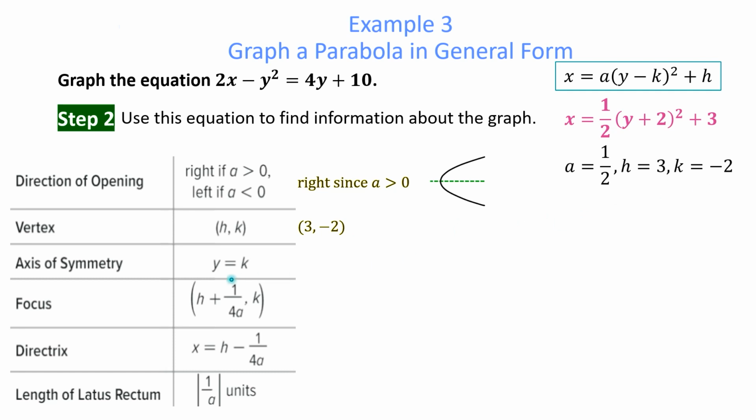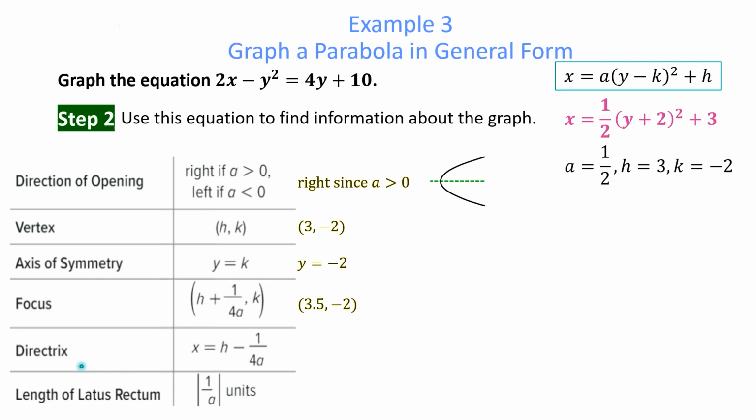We know that the equation for the axis of symmetry is y equals k. Well, k is -2, so I can rewrite that here. And then for the coordinates of the focus, we can simply substitute for h, a, and k using these values over here. And when we simplify this, we get the coordinates (3.5, -2).